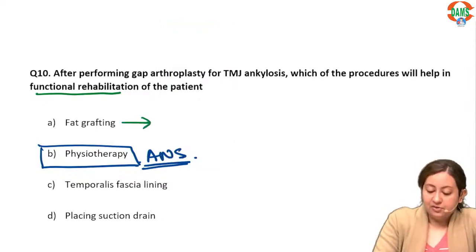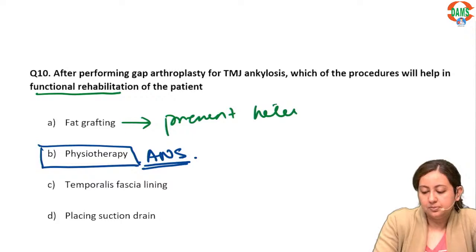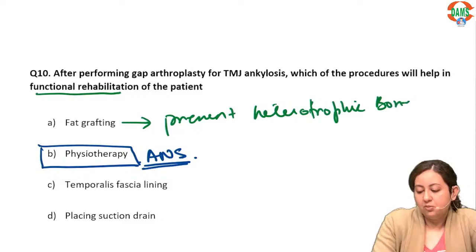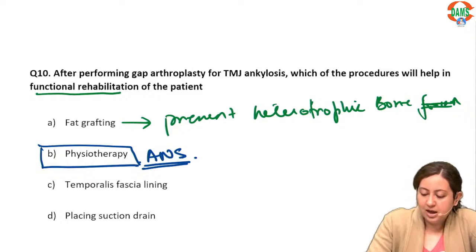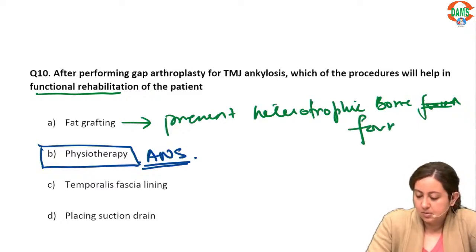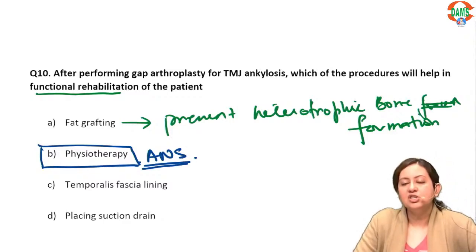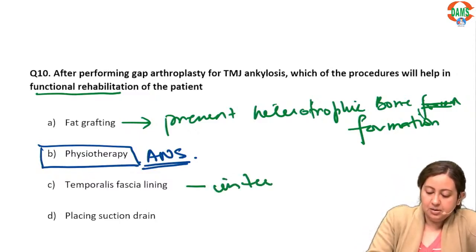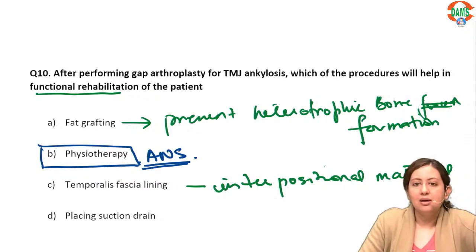What is fat grafting for? Fat grafting is to prevent heterotopic bone formation and to prevent reankylosis. Now temporal fascia lining. What is temporal fascia lining? It is used as an interpositional material. It mimics the disc and it also prevents reankylosis.